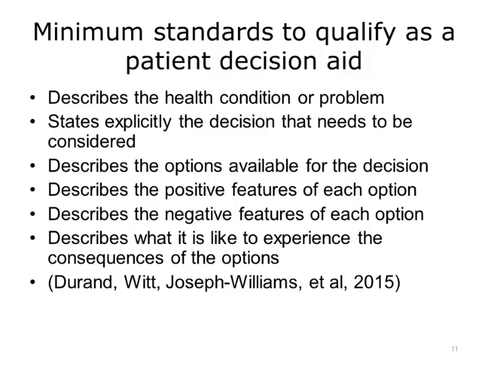And 6. Describes the features of options to help patients imagine what it might be like to experience the consequences of each option. For example, the physical, social, and/or psychological effects. Developers of decision support interventions may want to consider these minimum standards when conceptualizing, designing, and evaluating new interventions. But users of decision aids should also consider these standards when choosing decision aids to use in their settings.